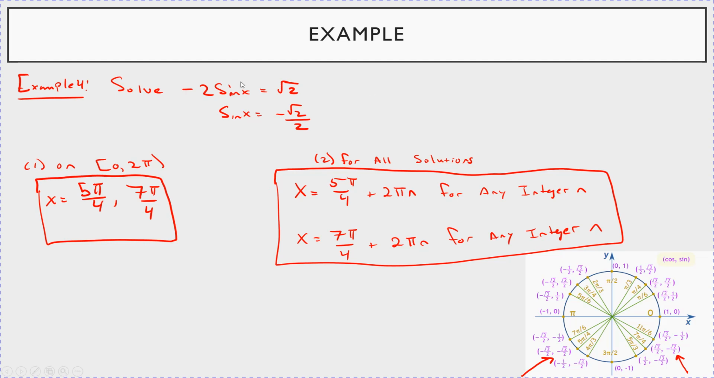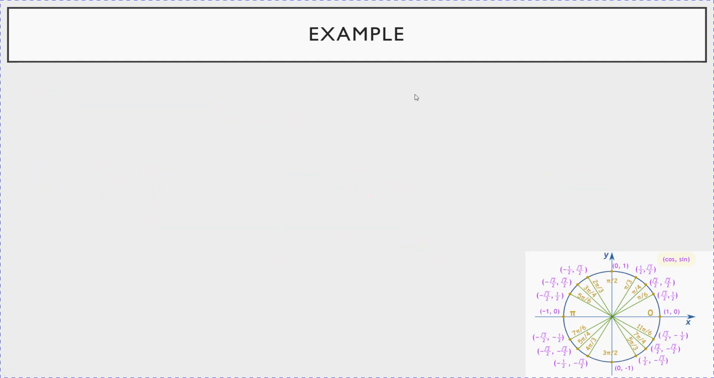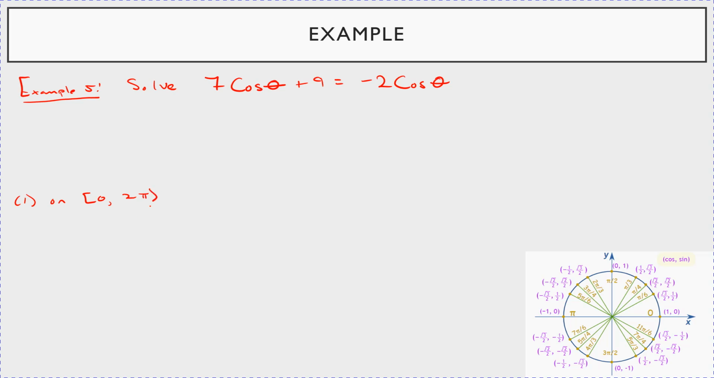All right, let's do a cosine problem, and then I'm gonna do 2 examples ending with tangent. Okay. All right, so here's another one I'm gonna put up, and you should try solving. So example 5. All right, so let's solve 7 cosine of theta plus 9 is equal to -2 cosine of theta. And then again, we're going to do 1, on 0 to 2 pi, and then 2, for all solutions.